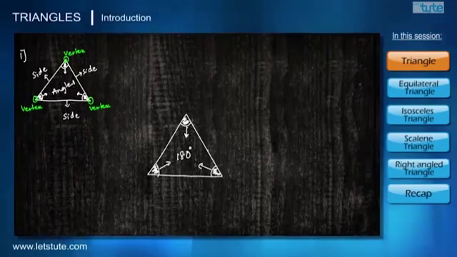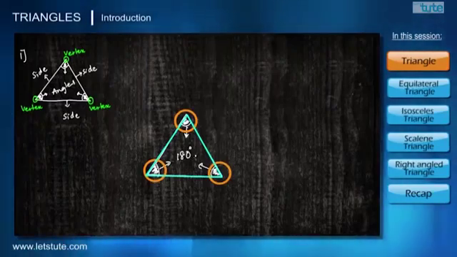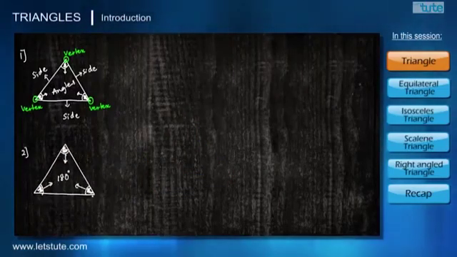The second thing we should know is that the angle measures and lengths of sides of a triangle are closely related. Or in other words, they are interdependent. For better understanding of this property of triangles, consider this example.